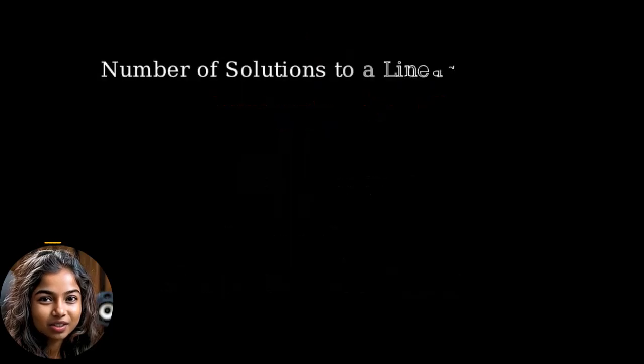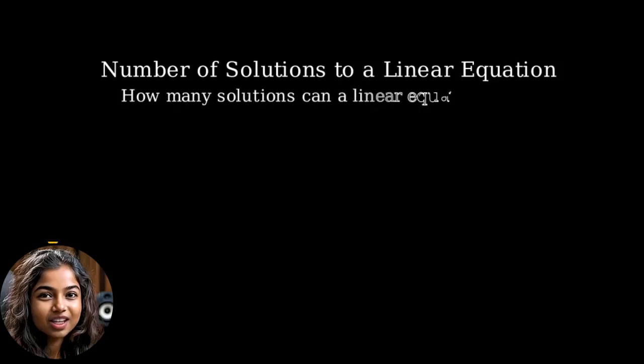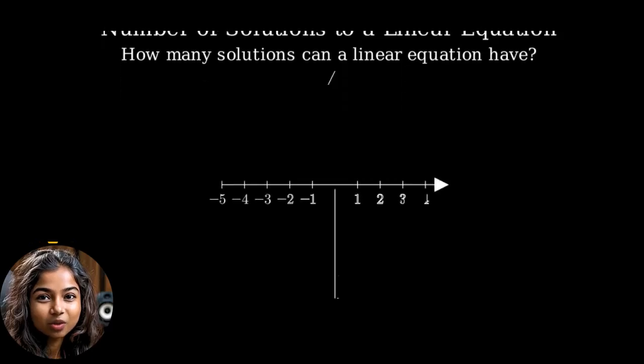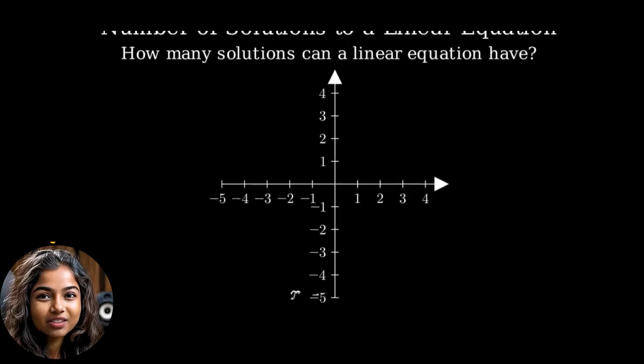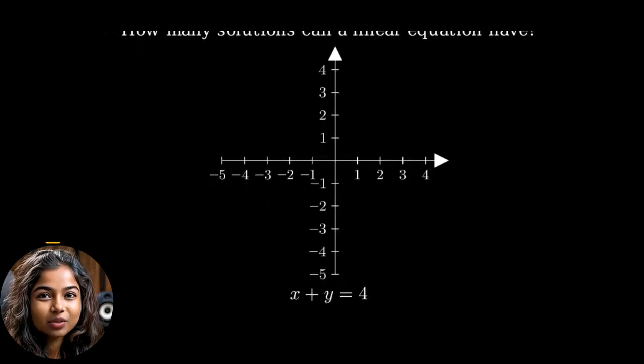Let's understand how many solutions a linear equation can have. The question asks us: the number of solutions to a linear equation is blank. Let's understand this through some examples. A linear equation can be graphed as a straight line on a coordinate plane. Let's take a simple example: x plus y equals 4.